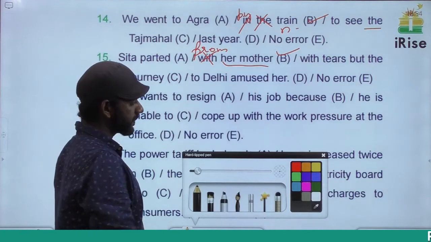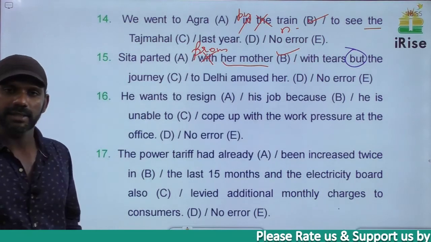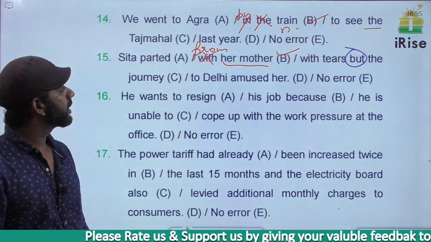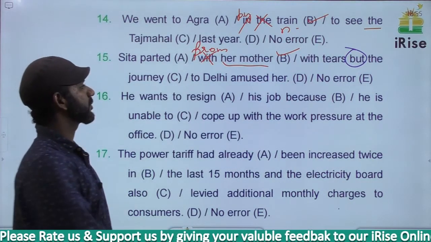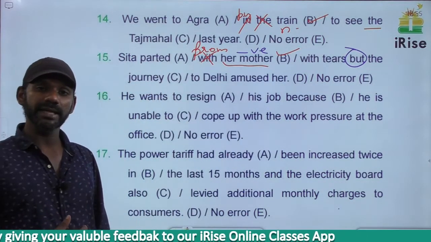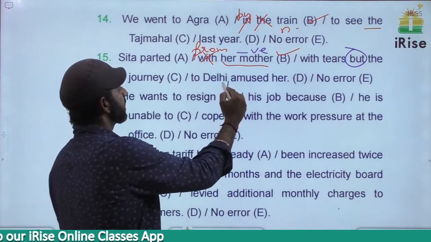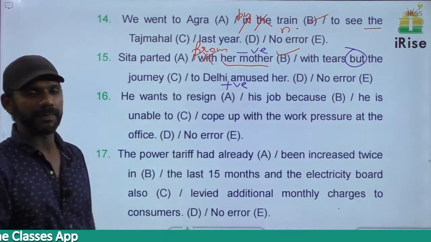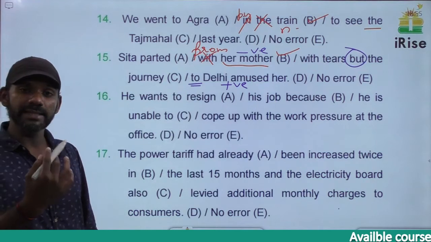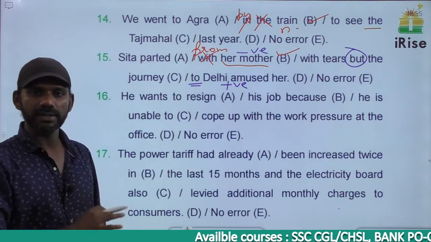But is what indicator? Contrast indicator. It must always connect contradicting ideas, a positive idea and a negative idea. The idea before but is Sita parted from her mother with tears. Negative. So but is a contrast indicator and the first idea is negative. So the second idea must be positive. But the journey to Delhi amused her. Positive. So the concept of contrast indicator is completely fine. The journey to Delhi, correct? Yes. Why? Delhi is the destination. If a destination, it is to. Journey to Delhi amused her. Now it is completely fine.